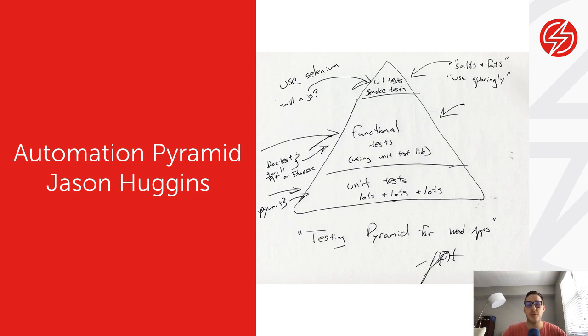If you're not familiar with Jason Huggins, he was the creator of Selenium. He created Selenium in 2004, and he also did this drawing of this automation pyramid, but he was comparing it to the food pyramid. At the very bottom layer, he had unit tests, right? You said lots and lots of those, like the vegetables and the fruits that we should be eating. And at the very top, he put the salts and the fats, and he said use sparingly. Those are the UI tests.